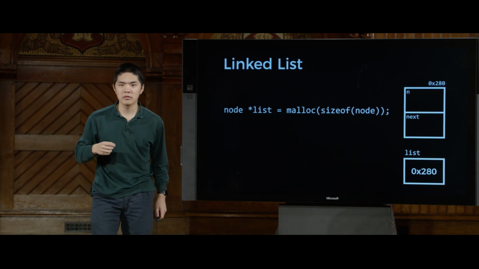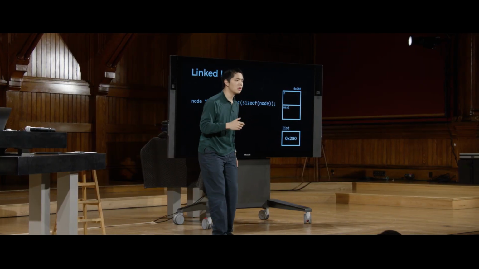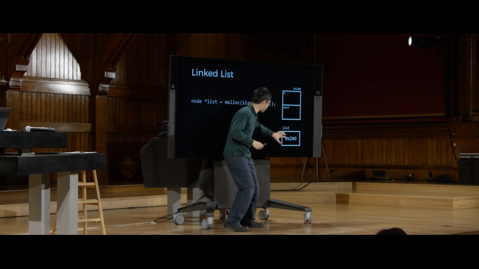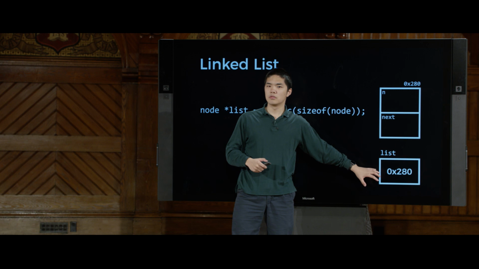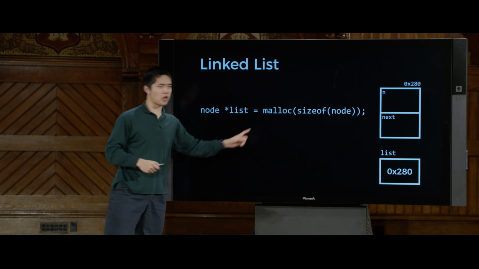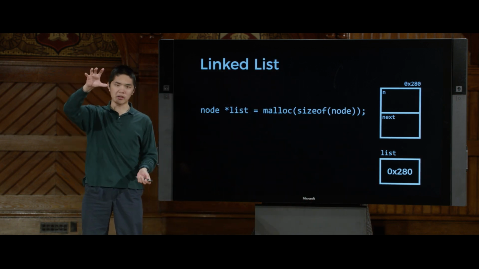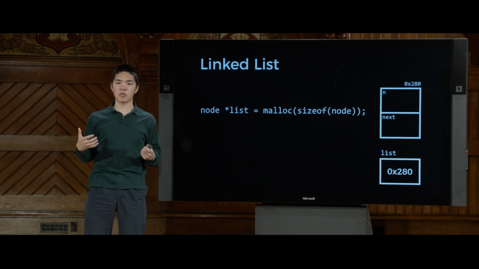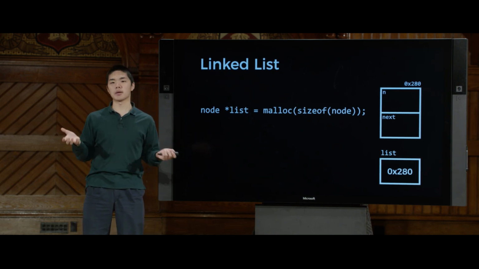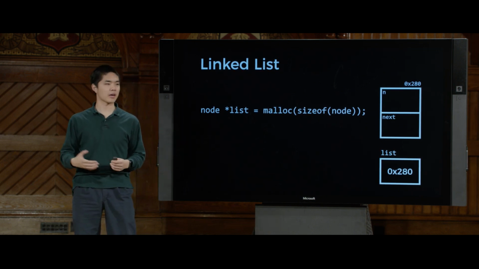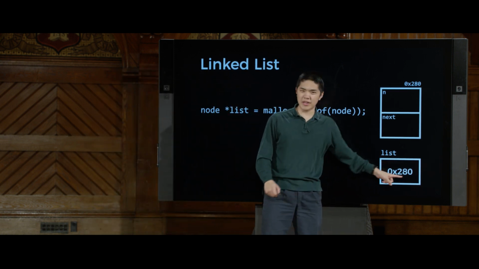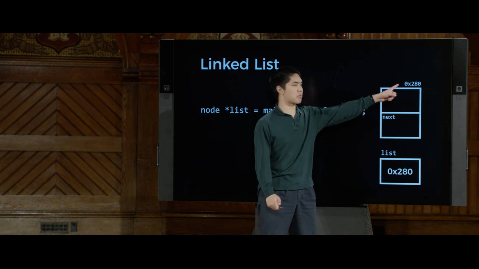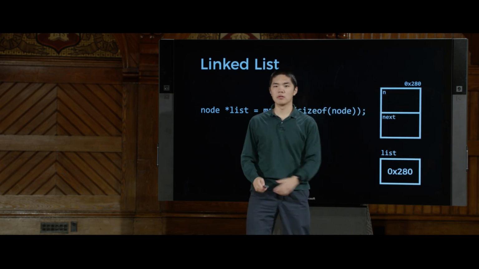Yeah, question? Oh, good question. This variable list, where is that stored? Stack or the heap? Stack, yeah. Probably this line of code is inside of one of my functions. And so list is just a variable inside of one of my functions. And so function arguments and variables, those all live on the stack. So the list variable itself lives on the stack, but it contains within it an address. And that address points me to the heap.